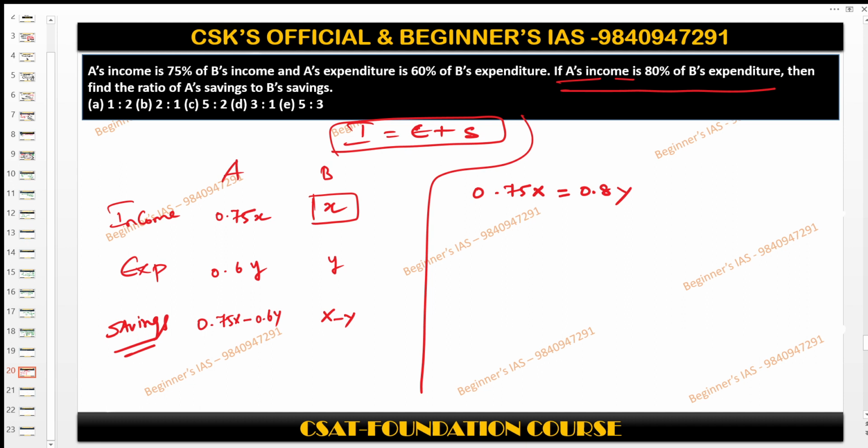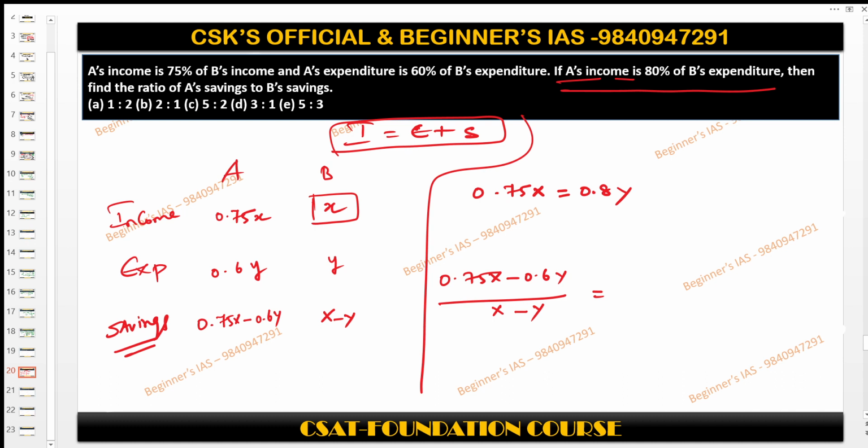Fine. Now here the question is, what is the ratio between the A saving and B saving? So what is the A saving? 0.75x minus 0.6y by x minus y. This is the question actually. So here what we need to do is convert everything in terms of the same variable. Either we need to convert in terms of y or in terms of x. That is the thing we need to do when you are doing this model.